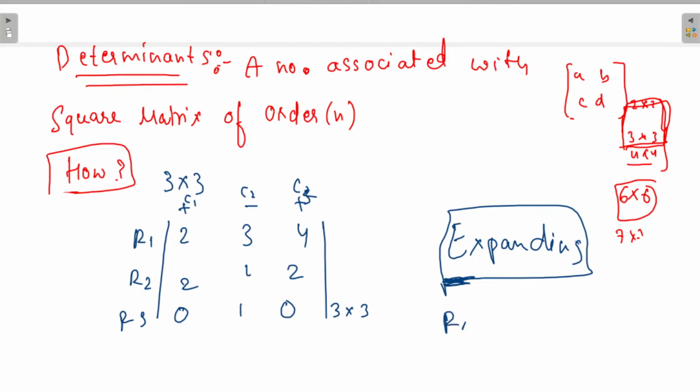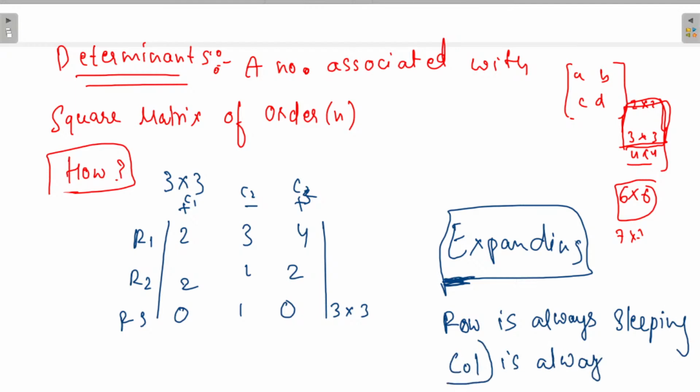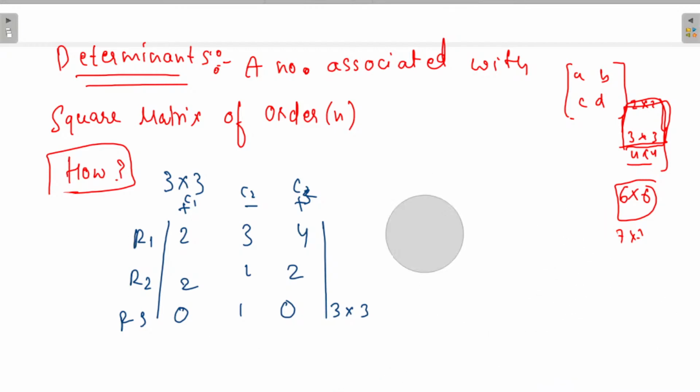Row is always sleeping. This is the easiest way to remember. Column is always standing. You may also think of the columns which builders use to build buildings. There they place the columns, and columns are straight. Whichever are straight, you should remember those are columns. So here C1, C2, C3.